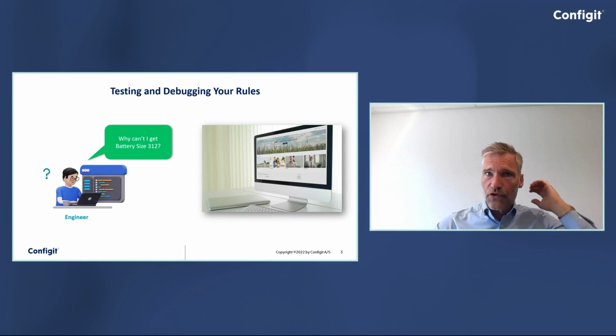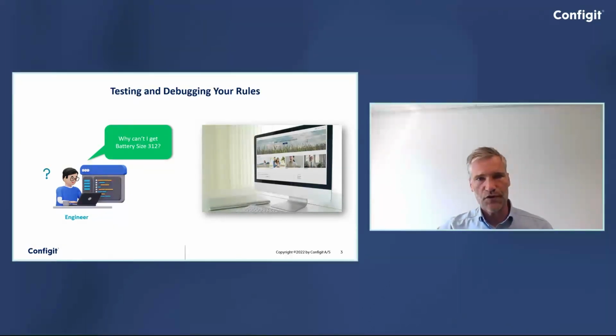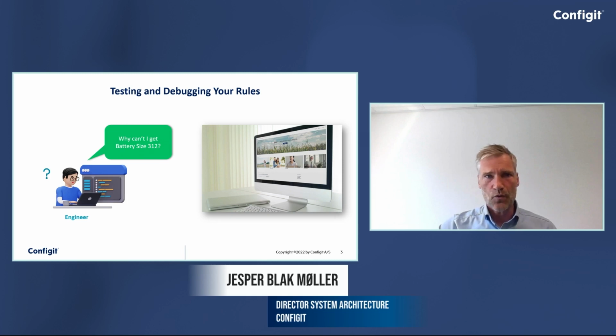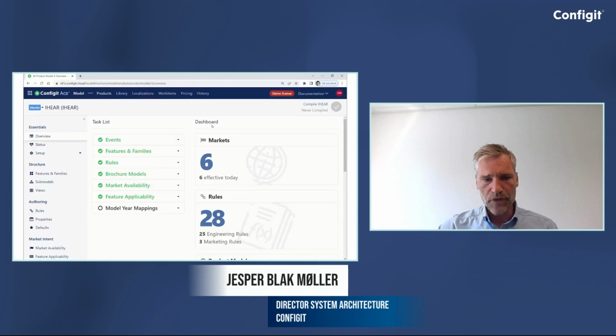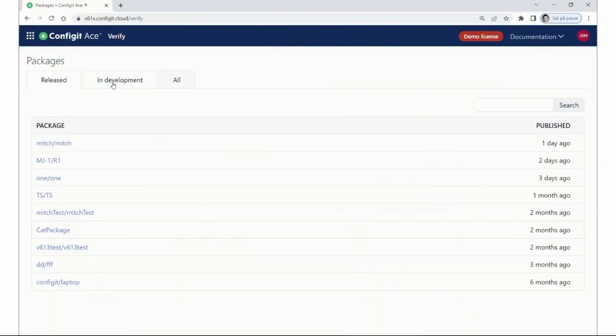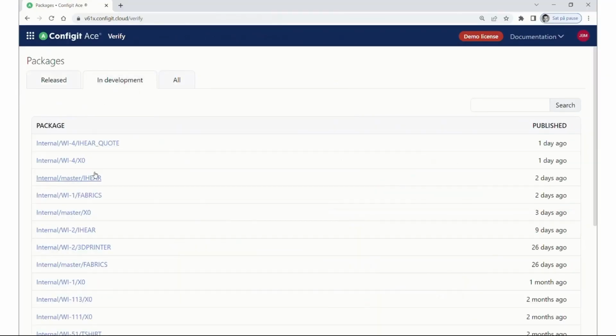So suppose that you're configuring a product and you wonder why you cannot select a certain option, for example, a large battery size for a hearing aid. How can you figure out why? So let's see how you can use the Verify module to help answer that question.